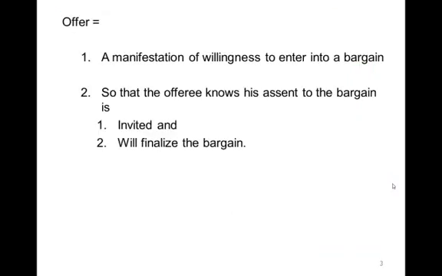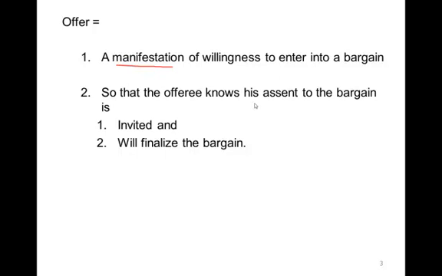An offer is a manifestation of willingness to enter into a bargain so that the offeree knows his assent to the bargain is invited and will finalize the bargain. Please be aware that manifestation doesn't limit you just to writing. A manifestation of willingness can be a writing, it can be words that you speak, or it can be things that you do.